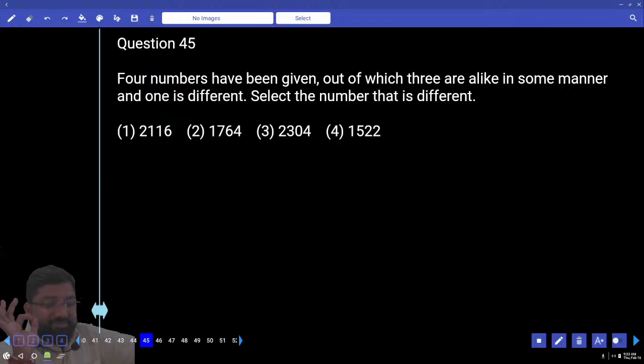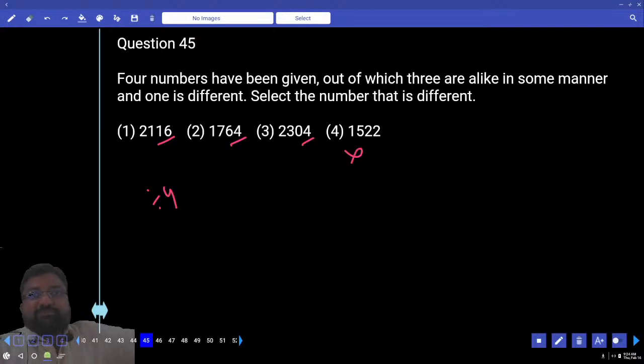Is this clear? If you observe carefully, this number here is divisible by 4. This is also divisible by 4. Isn't it? What is the rule? The last 2 digits should be divisible by 4. This one is also divisible by 4. This one is not. Simple, understood? Clear?